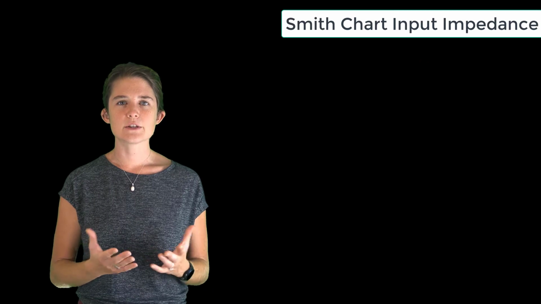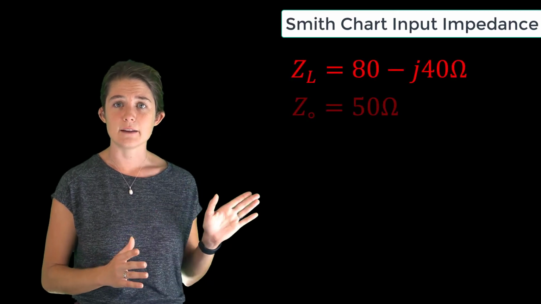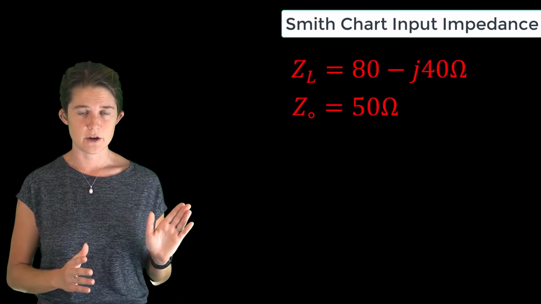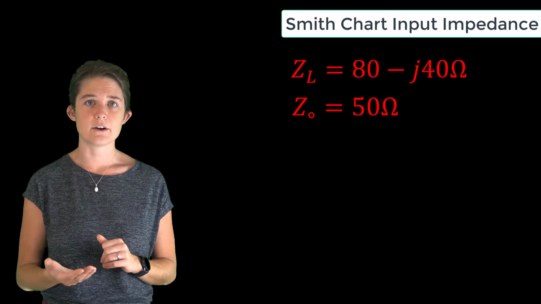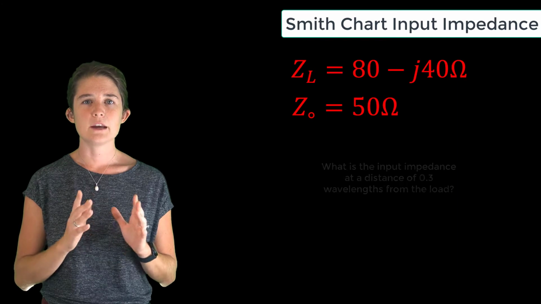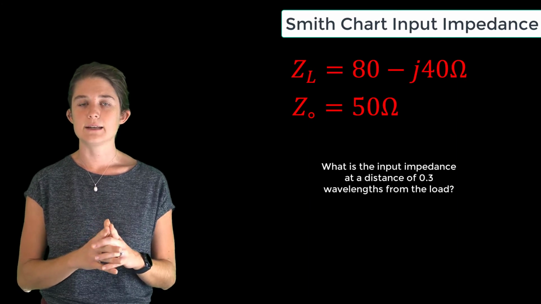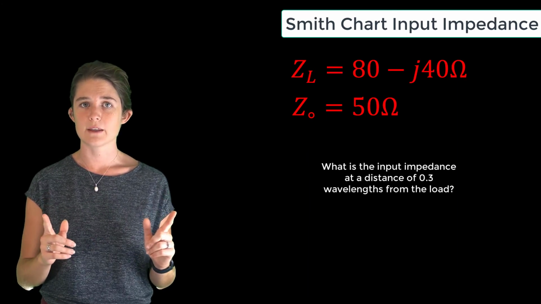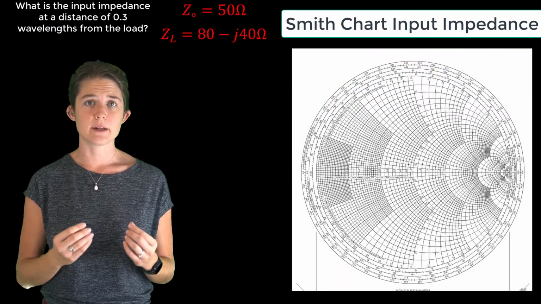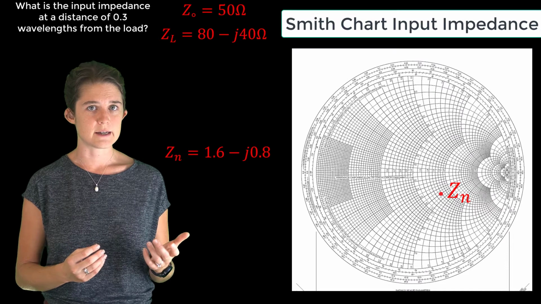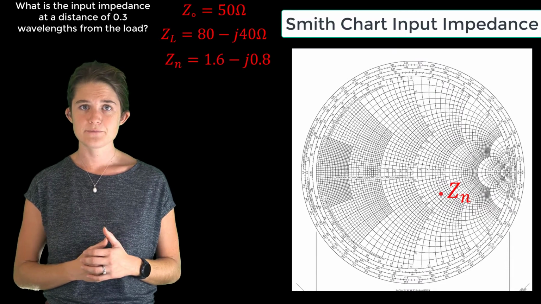So for example, suppose you have load impedance ZL equals 80 minus J40 ohms, being driven by a feed line with characteristic impedance Z0 equal to 50 ohms, and you wish to find the input impedance at a distance of 0.3 wavelengths from the load. The first step is to plot the normalized load impedance, which is 1.6 minus J0.8.